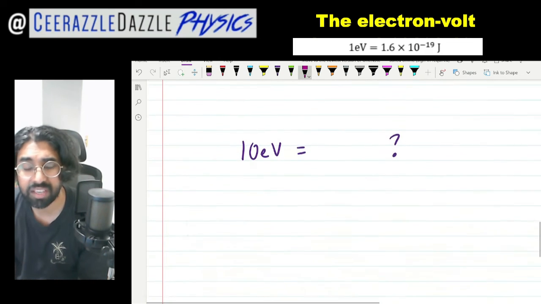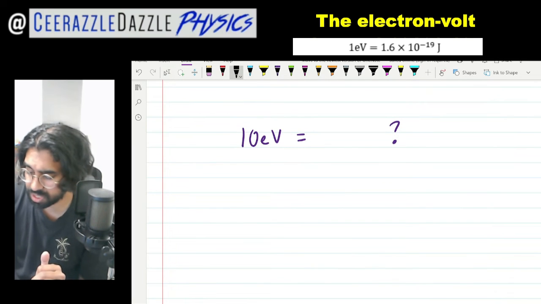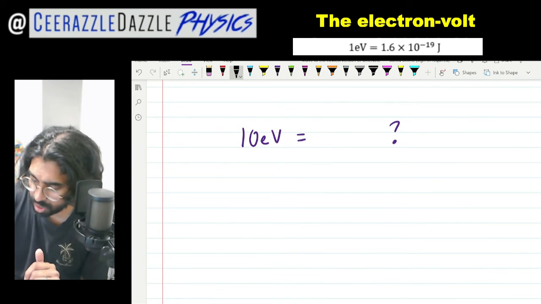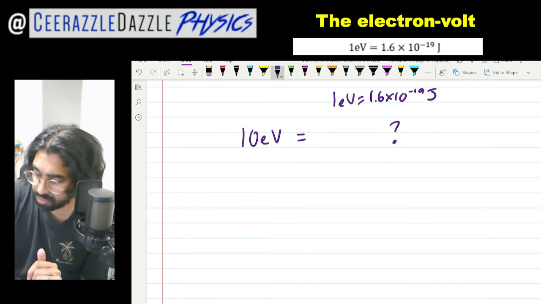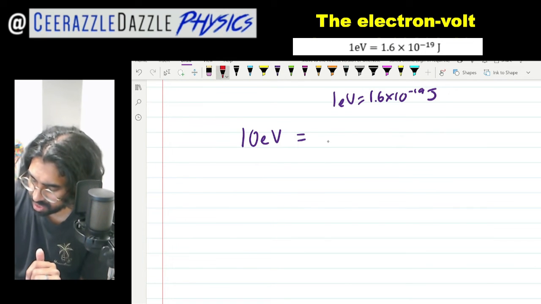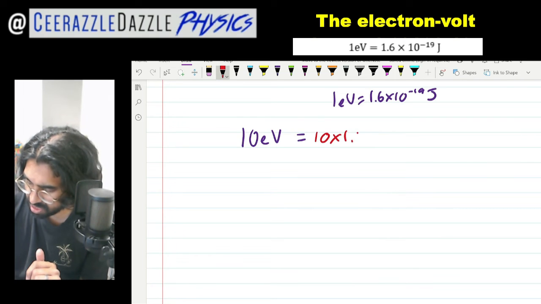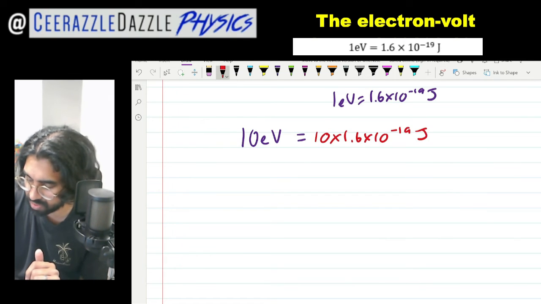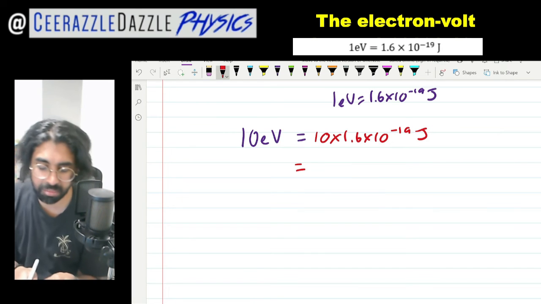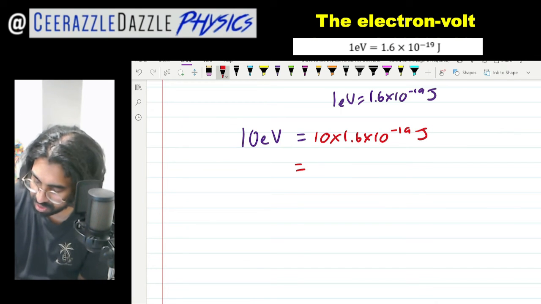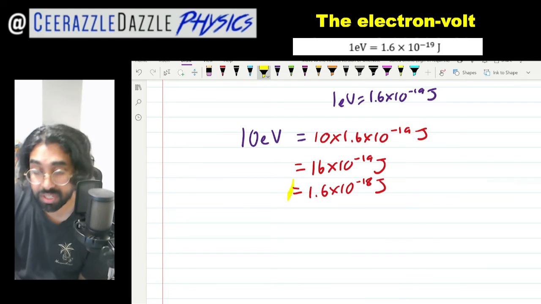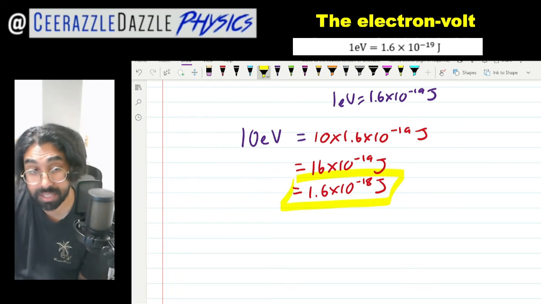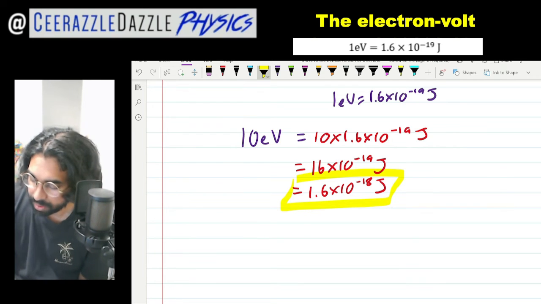Let's say, for example, we give you 10 electron volts. How many joules is that? All you do is, we know that 1 electron volt is equal to 1.6 times 10 to the minus 19 joules. We can put that in here, so it becomes 10 times 1.6 times 10 to the minus 19 joules. So this becomes 16 times 10 to the minus 19 joules, which is the same as 1.6 times 10 to the minus 18 joules. Make sure you're happy with that. Okay, that's one calculation.